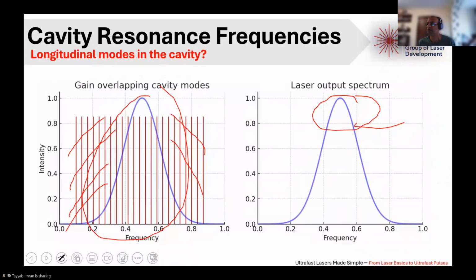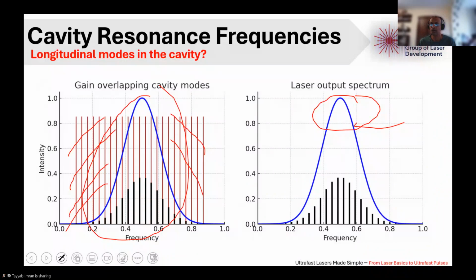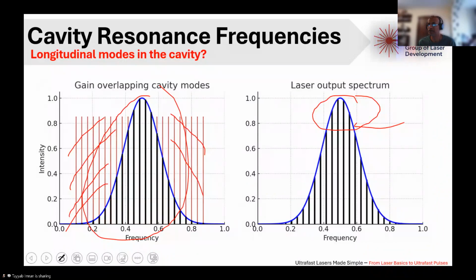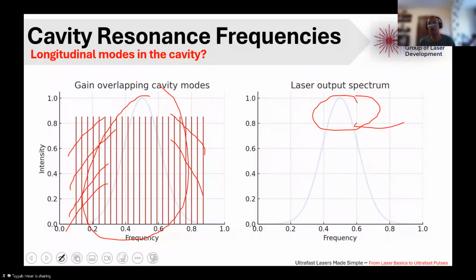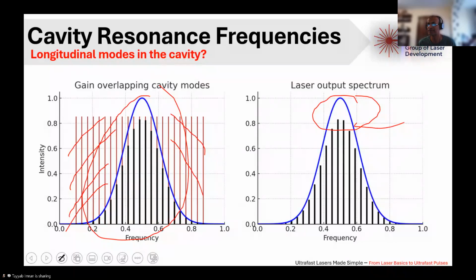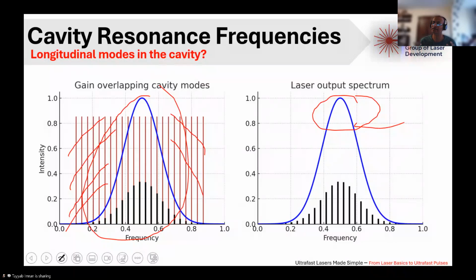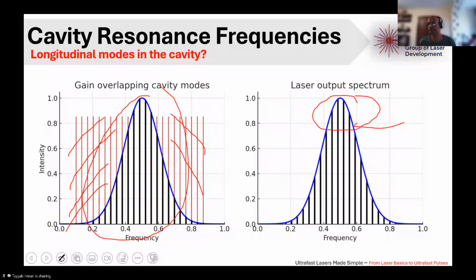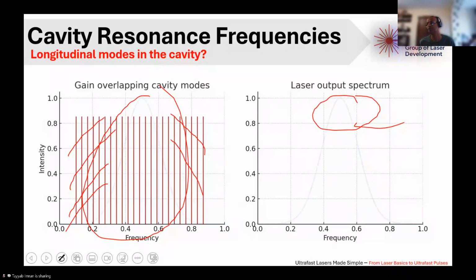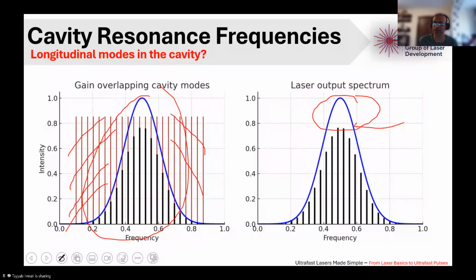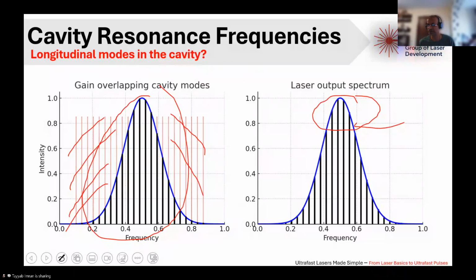Okay, so this is how the laser amplifies. The gain of the medium is very important. And this gain helps certain frequencies to amplify because in the gain medium, all the things are happening: stimulated emission, population inversion, and everything.